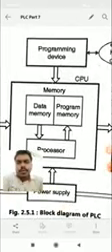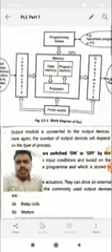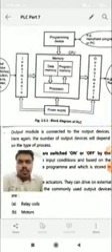Next one is the programming device. This is also an important part. In the programming device, the programmer or the user, suppose I am the operator or the programmer, can write the program. Basically this whole PLC is like our normal home computer, but it is of different types. It can perform discrete functions.